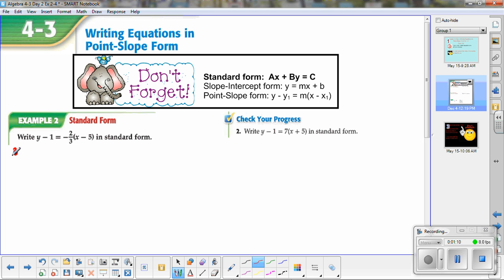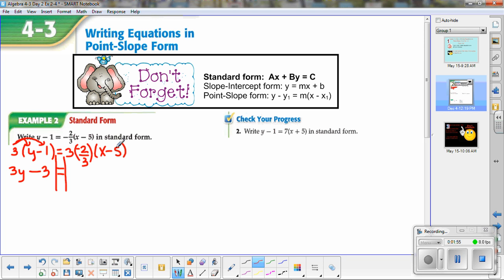So I'm going to go ahead and write 3 times the quantity y minus 1, because you have to multiply the entire side by 3, equals, now if I'm going to take this side and multiply it by 3, it's going to be 3 times negative 2/3 times x minus 5. Now over on the left side, 3 times everything on that side, you do the distributive property. 3 times y is 3y. 3 times this negative 1 is negative 3, so minus 3, equals.